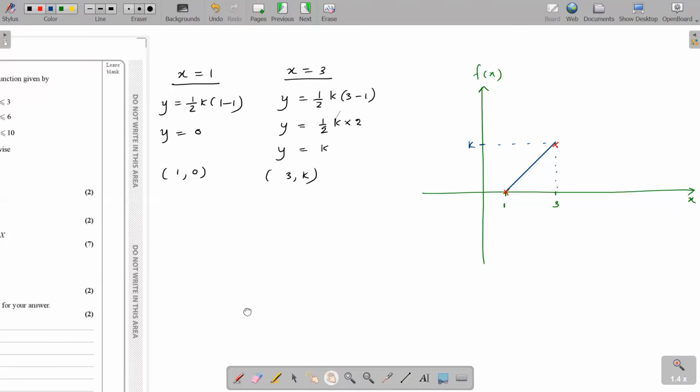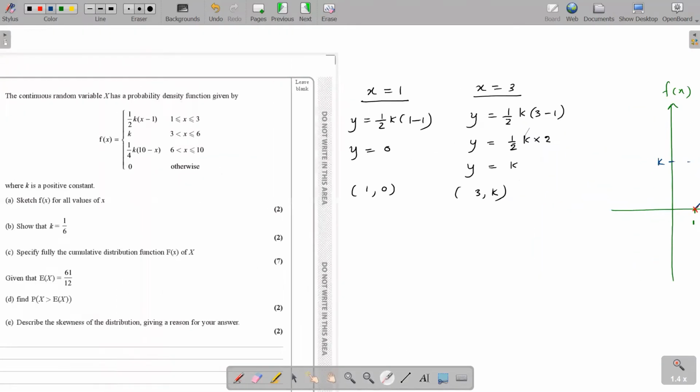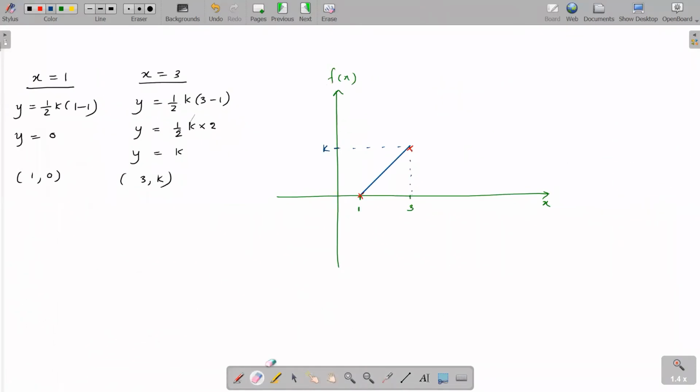Then the next one. For x value between 3 to 6, what do we have? y equals k. So y equals k means what? It's a horizontal straight line because there's no x variation here. y equals k, between 3 to 6. So until over here, what happens? We have a straight line y equals k. So can't you draw the straight line y equals k? It should go like this, right?